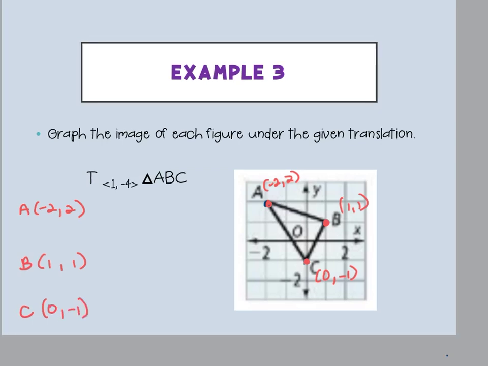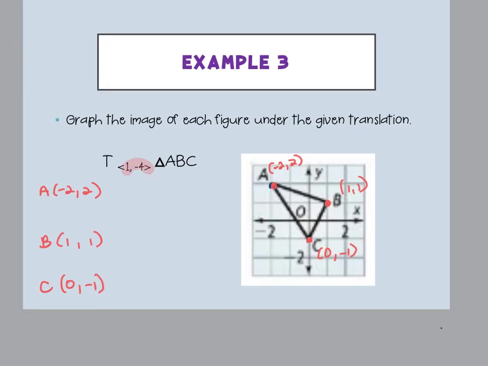Then what's the change this time? Add 1 to X and subtract 4 from Y. Yep, and keep it negative.